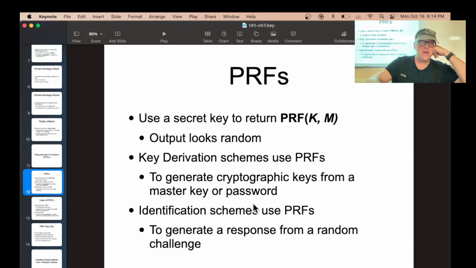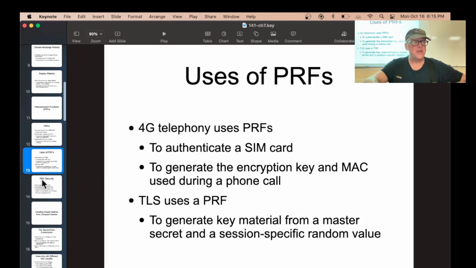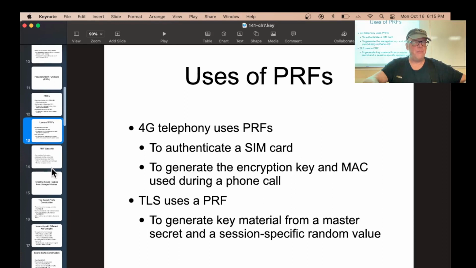So that's a way. All right, identification schemes also use this. You can get a random challenge, add the challenge to your secret, hash it, and send it across, and that can also use a pseudo-random function. 4G telephony uses them to authenticate a SIM card. TLS uses this to generate key material from a master secret and a session-specific random value. And we'll use it in the projects. Hard disk encryption uses it and so on.